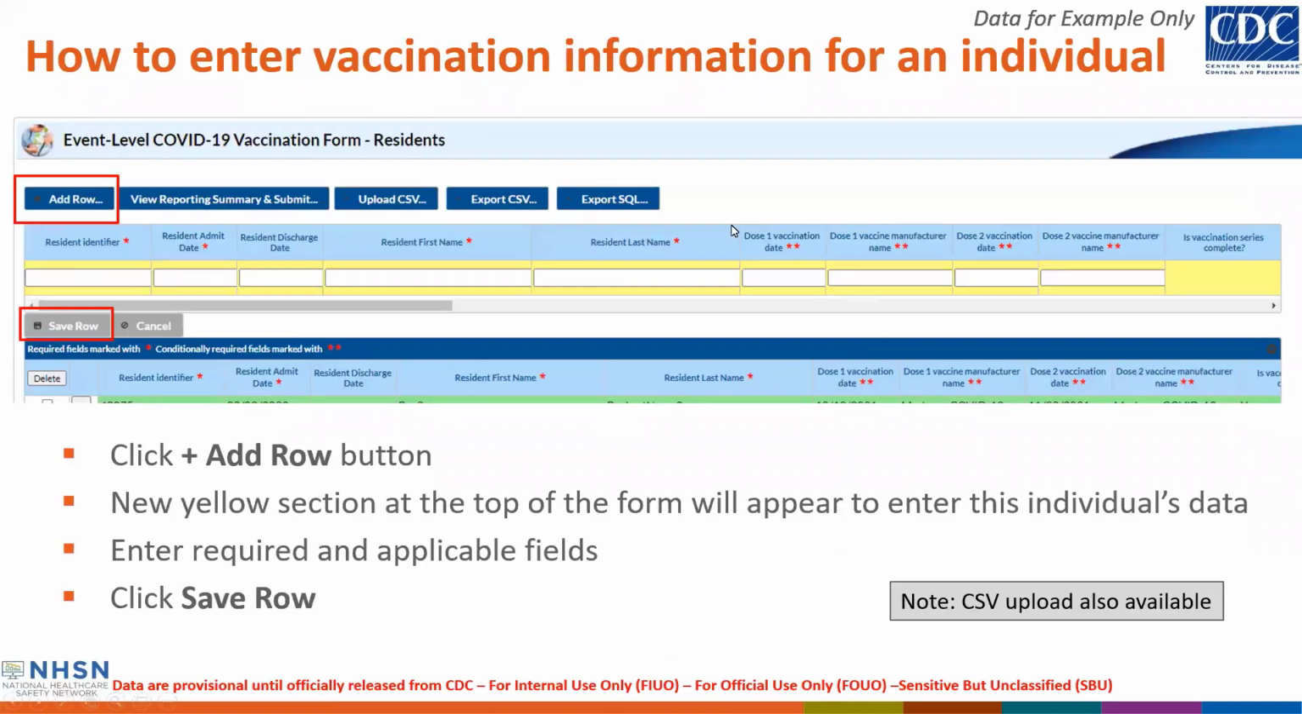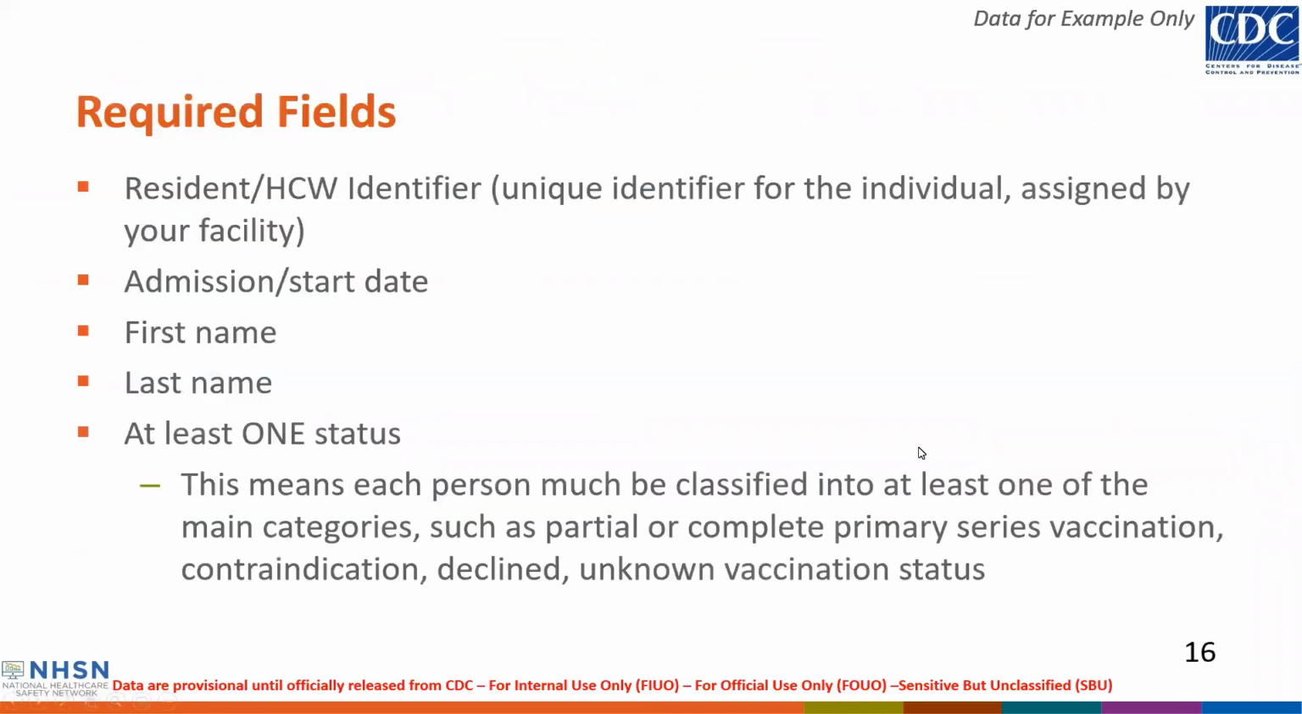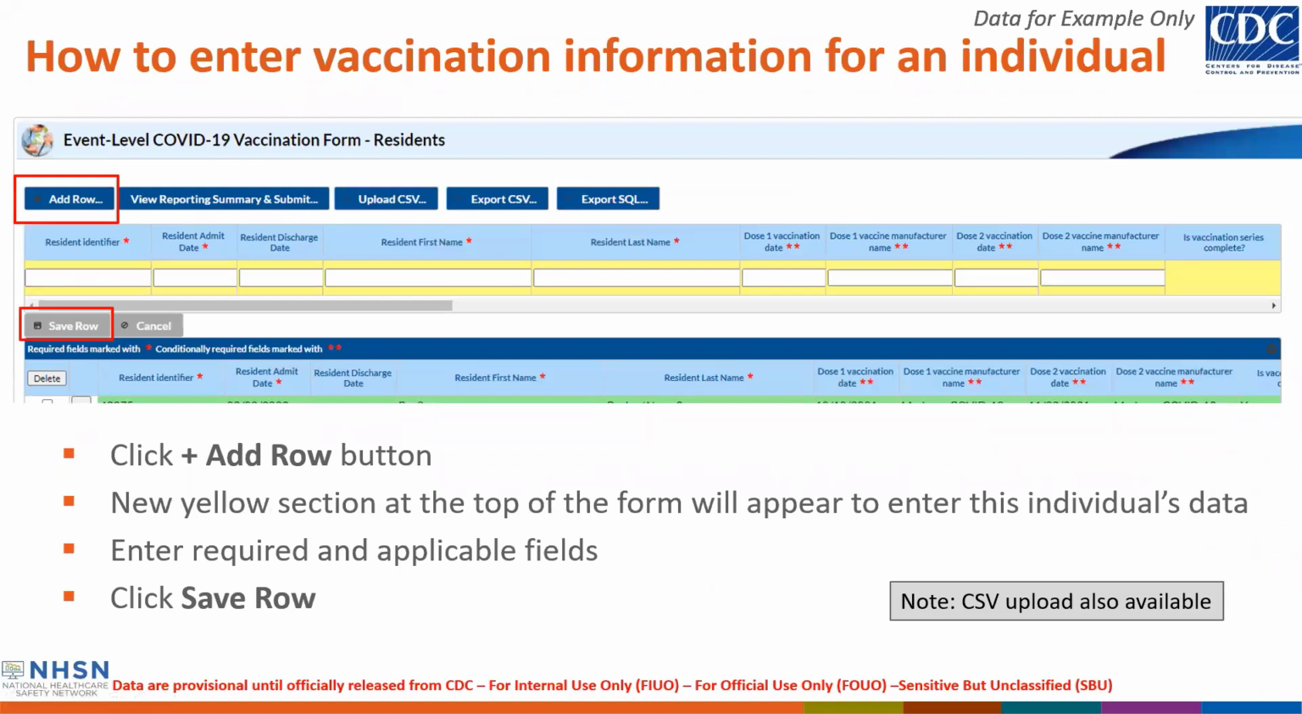So you might be wondering how to enter that information for an individual once you navigate to one of those forms. So this example here is showing how to enter that data for the resident form, but the step is similar whether you're entering data for residents or staff. You're going to start by clicking that Add Row button shown by a red box in the upper left-hand screen. You'll click Add Row and then you'll enter in all of the required fields on that yellow section at the top of the field with the individual's data and click Save Row.